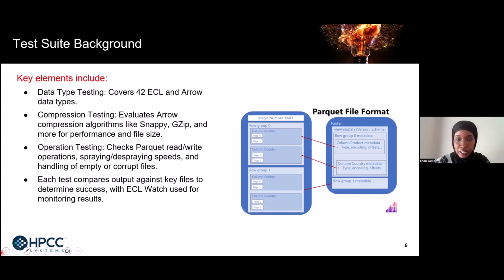And there was some operation testing, which was the Parquet IO.read and Parquet IO.write functions, as well as the spraying and despraying speeds, and the handling of empty or corrupt files, as well as schema reconciliation. So each of these tests compares the output against key files to determine success, with ECL Watch being used for monitoring these results. And then this image kind of just shows you how Parquet uses columnar instead of row group formatting.